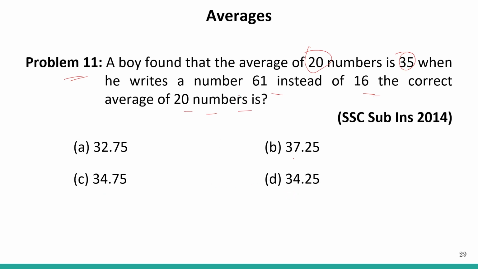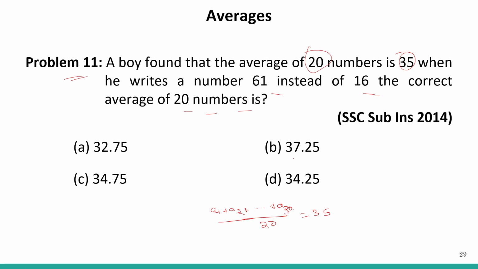He found out that the average of 20 numbers. Let those numbers be A1 plus A2 plus dot dot dot plus A20, right? So their average, the whole by 20, is equal to 35. So when he writes a number 61 instead of 16, the correct average of 20 numbers is what?